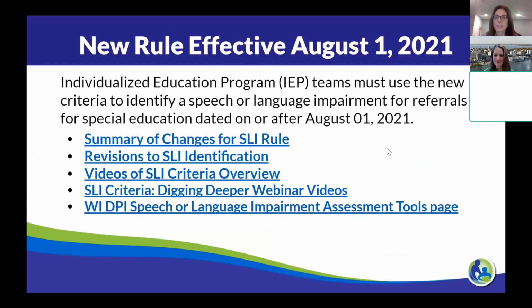I always like to start these professional development sessions with a quick slide of quick resources for people. If you're looking for a couple of quick high leverage tools around the speech language impairment rule change, they include the summary of changes document, which I think is one of my favorites. The second one, revisions to speech language impairment identification, is a side-by-side of the previous rule with the new rule. It's a good resource when you're looking at how things have changed from the previous rule to our rule right now. There's 2 sets of videos.